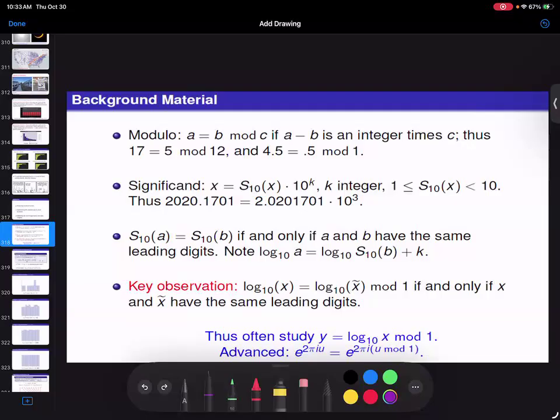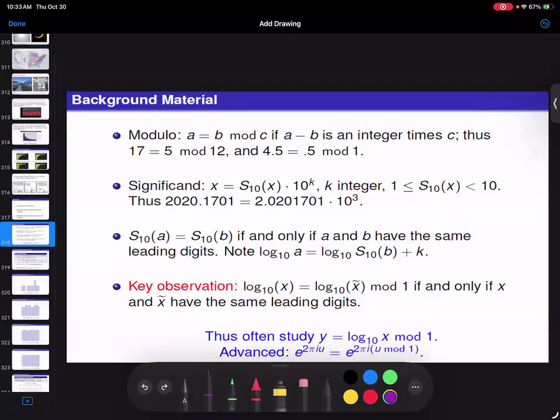So the first thing we need is modular arithmetic. You know, A equals B mod C if A minus B is an integer times C. The next big input is just writing things in scientific notation. If I give you a positive number x, I can write x as some number between 1 and 10 times 10 to an integer. And so that's scientific notation. So for example, 2020.1701 in scientific notation would be 2.02011701 times 10 to the third.